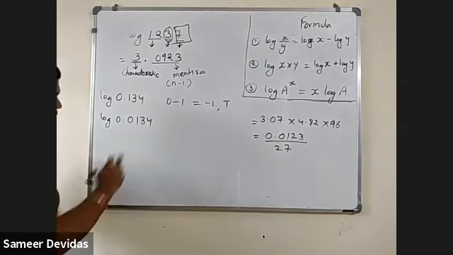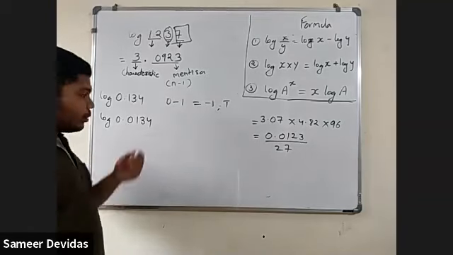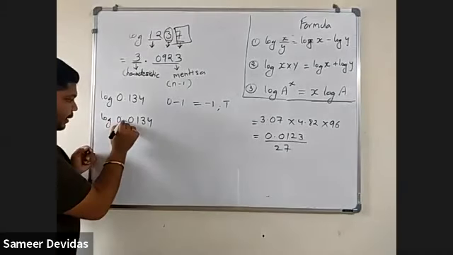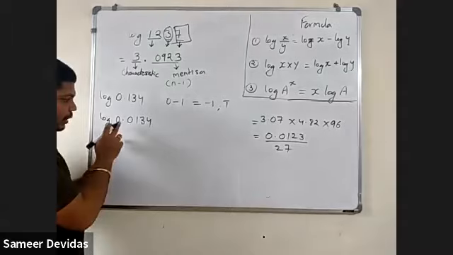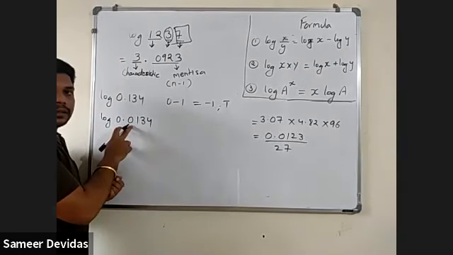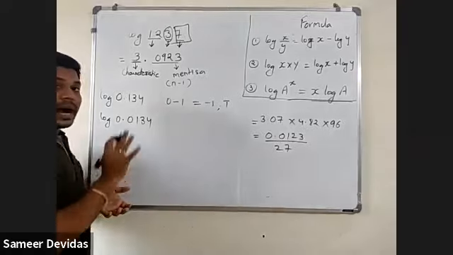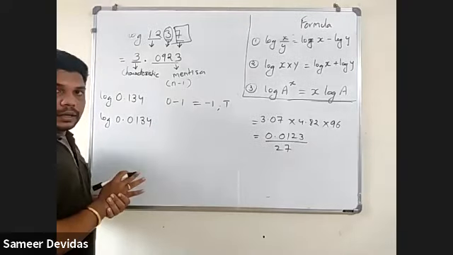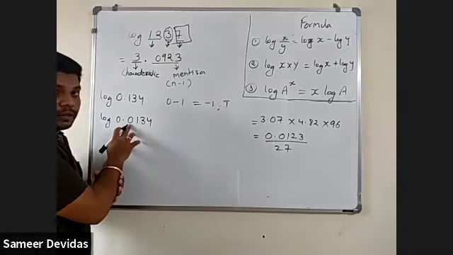0.0134. See this type of number. What you can see, decimal is there here. Before the decimal obviously 0 is there, but after the decimal also 0 is there, and then numbers are there. Don't think about the number. Focus on the number after the decimal. After decimal 0.